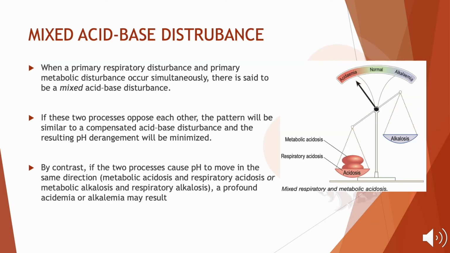When a primary respiratory disturbance and a primary metabolic disturbance occur simultaneously, there is said to be a mixed acid-base disturbance. If these two processes oppose each other, the pattern will be similar to a compensated acid-base disturbance, and the resulting pH derangement will be minimized. By contrast, if the two processes cause pH to move in the same direction, a profound acidemia or alkalemia may result.